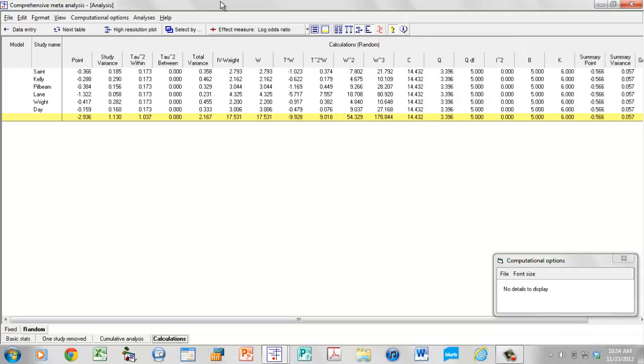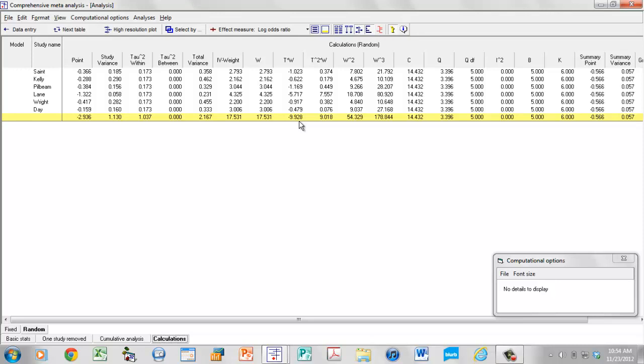Coming back to calculations, in a similar way we assign a weight to each of the studies. Then for each study we take the weight times the point estimate. So for the first study we have 2.79 times minus 0.366. So we end up with a column of weights and a column of the point estimate times the weight. At the end of this, we sum these and we sum these. The sum of the weights is 17.5, so the variance is going to be 1 over 17.5. The sum of the weight times the point estimate is minus 9.9.